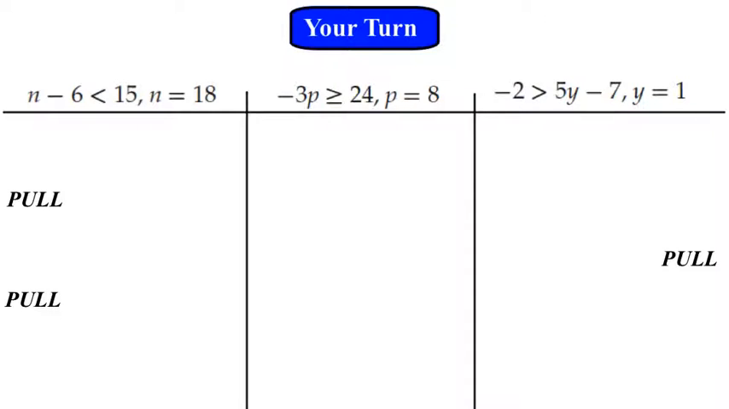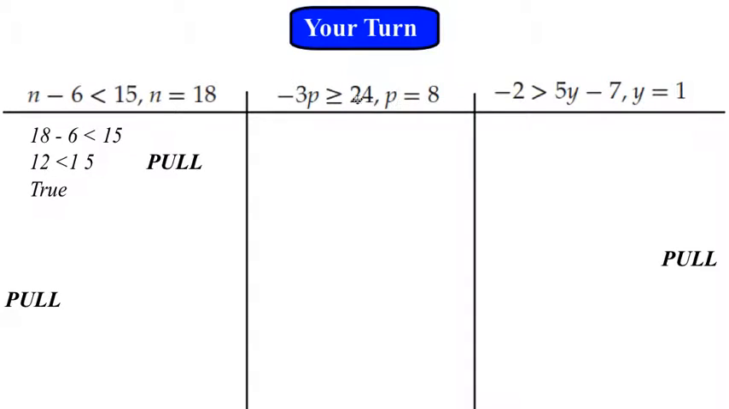Alright, here's a chance for you to go ahead and try to solve a couple of these on your own. Pause the video and do that, and I'll show you your answers when you come back. Alright, hope you took a chance at those and had some success. This first one, we're going to plug in n = 18. So we get 18 − 6 < 15, and that is a true statement. 12 is less than 15.